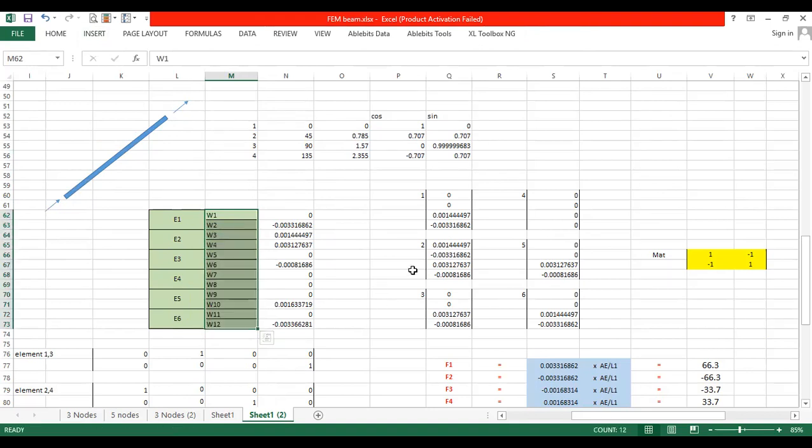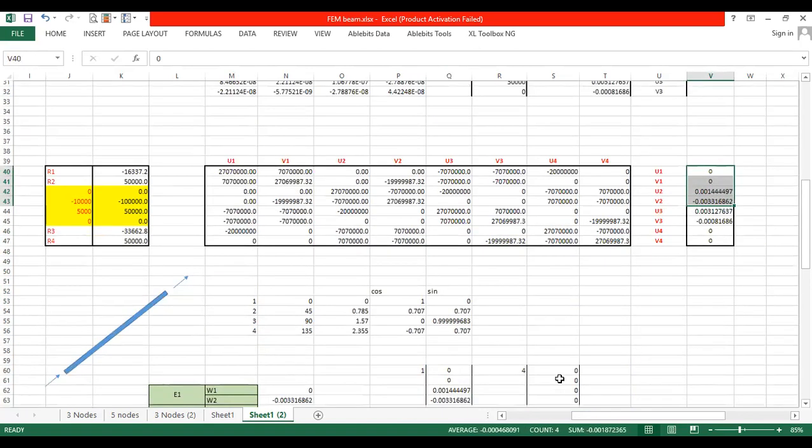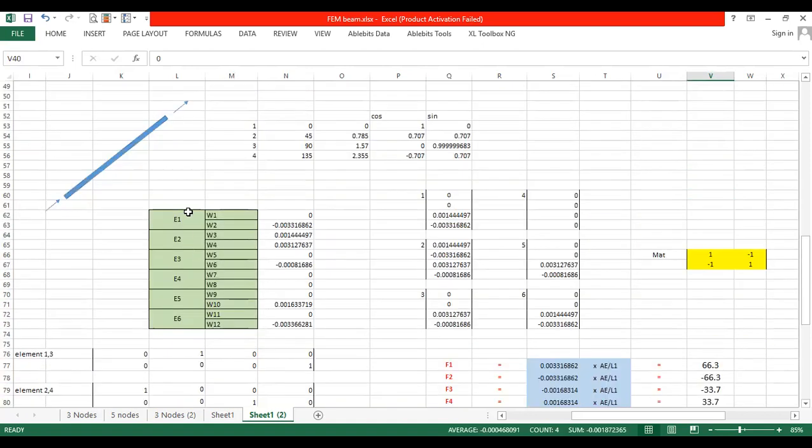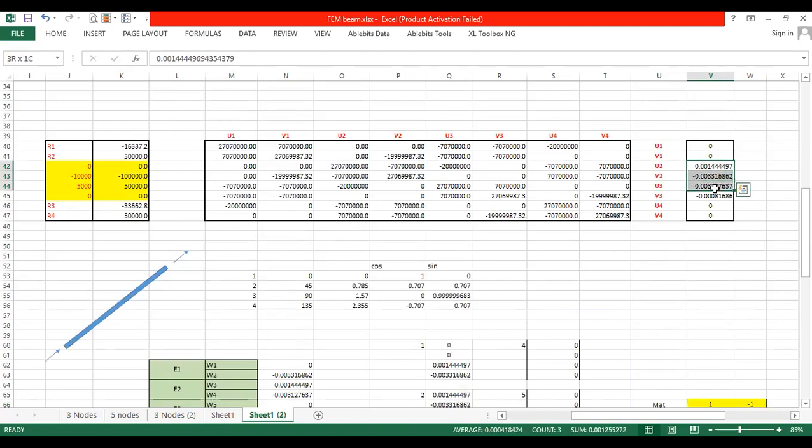That's easy for you then. So element 1 is connected from first node to second node. That means U1, V1 and U2, V2, right? Element 2 is connected from 2 to 3. That means U2, V2 and U3, V3, right?